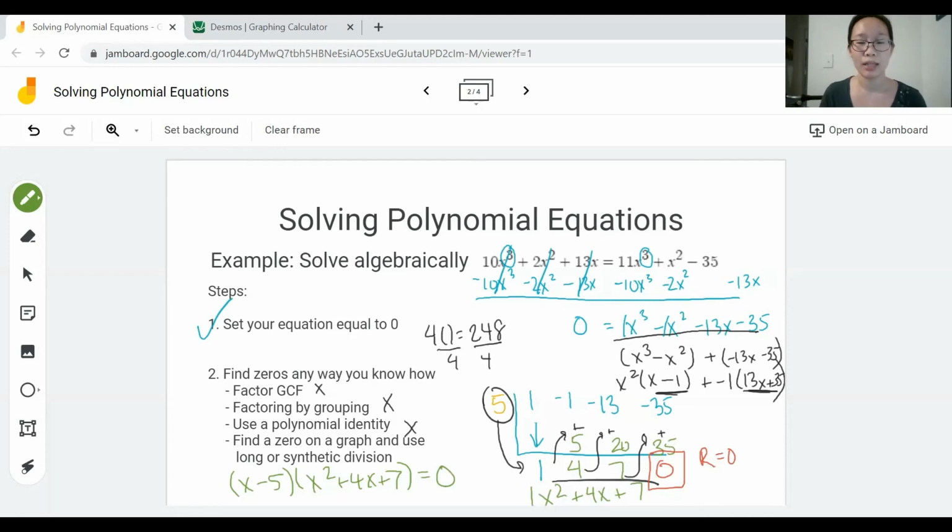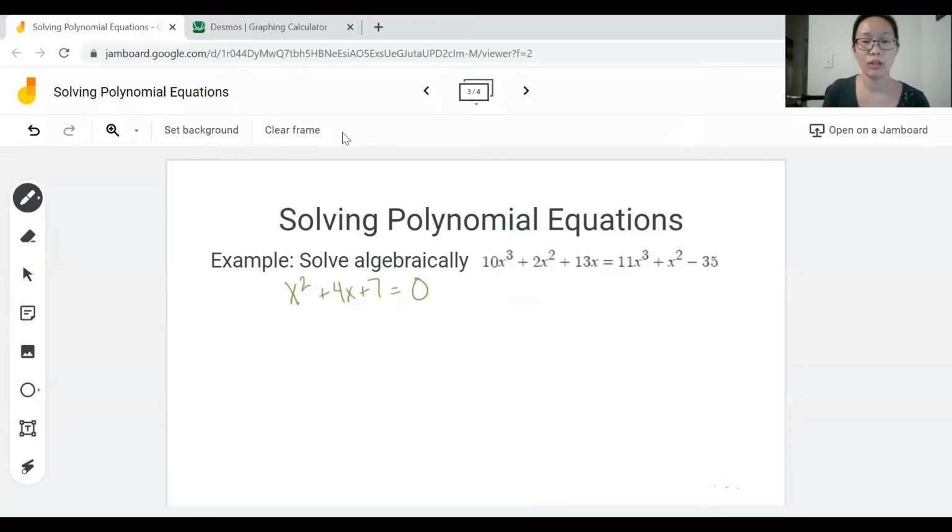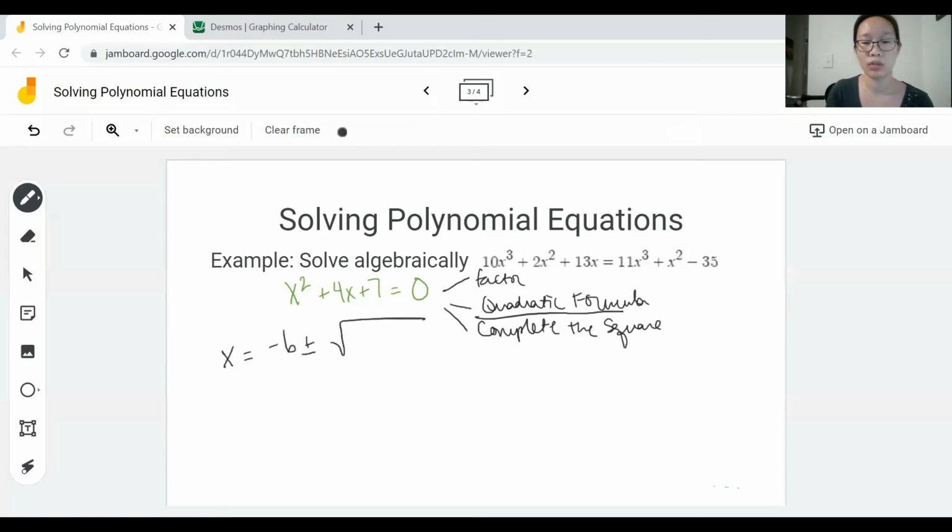I'm going to recopy this on a new page so that I have a little more room. Since I am now looking for the zeros of this quadratic factor, I can do that a couple of different ways. I could factor it, I could use the quadratic formula, or I could use completing the square. I'm going to use the quadratic formula because I know that always works. It's personal preference, use whatever you like.